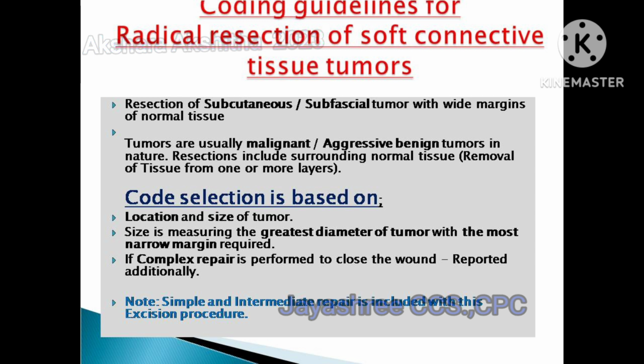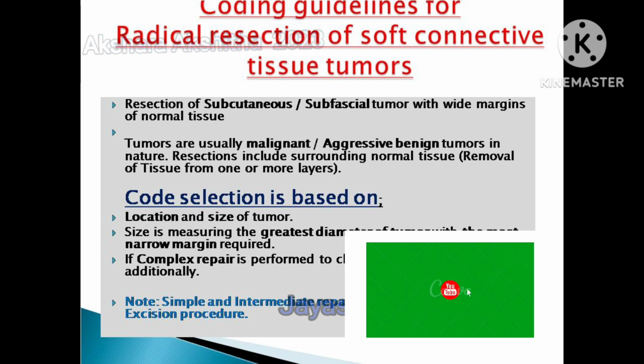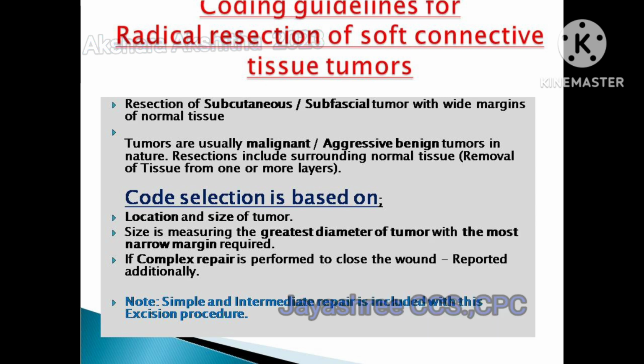Then the same procedure applies, like radical excision of bone or radical excision of benign tumor. This is based on the subcutaneous level, subfascial level, or bone level. So you have to check whether it is a normal excision or a radical resection.